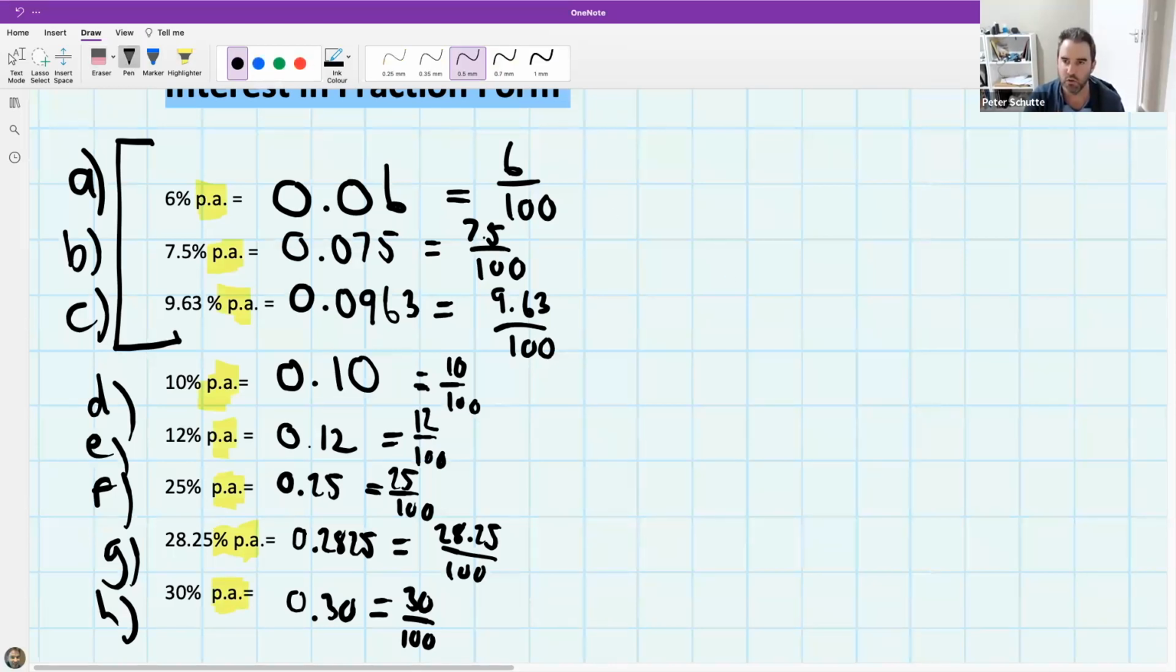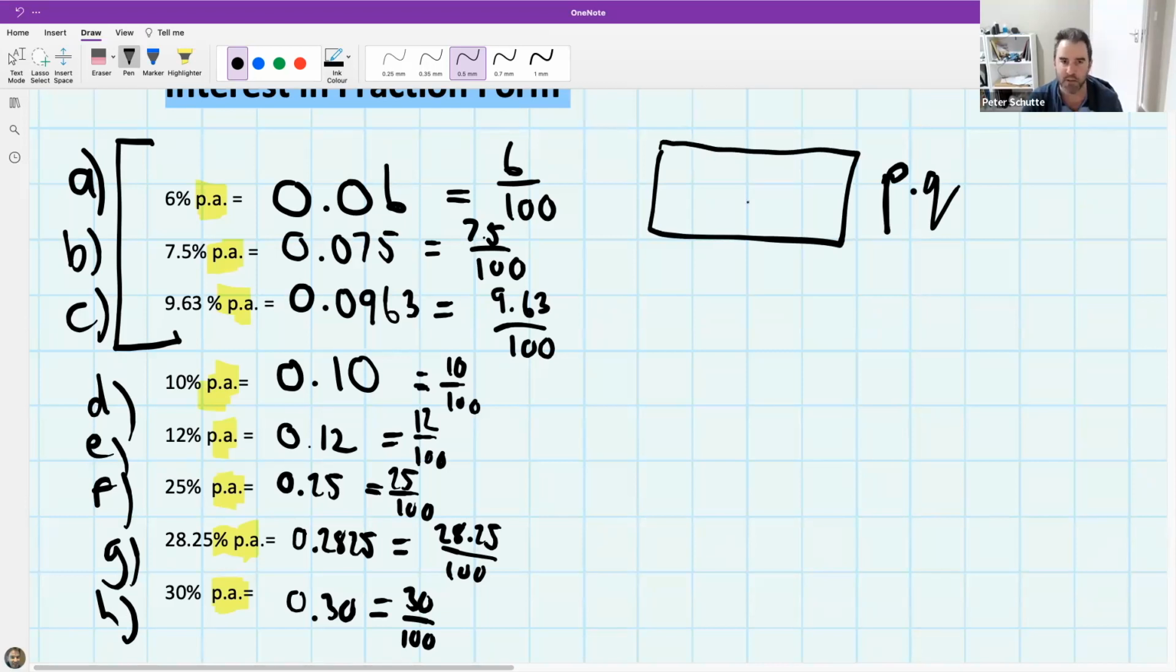So if I want to convert 6% per annum to a quarterly interest rate, let's do it with the first one. We'll say 6% per annum. What would the interest rate be per quarter? So let's try and do that one. We're going to convert 6% per annum to an interest rate per quarter. What do you think my new interest rate would be?